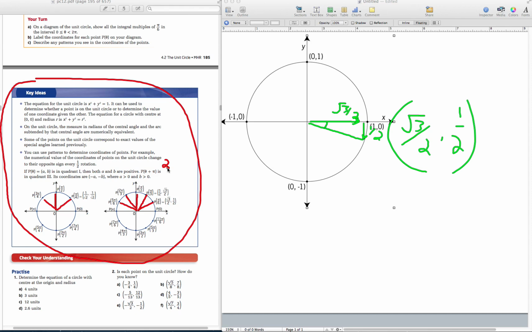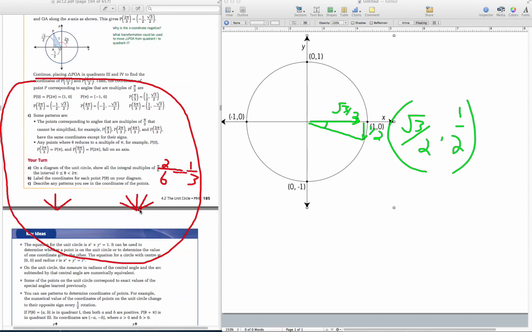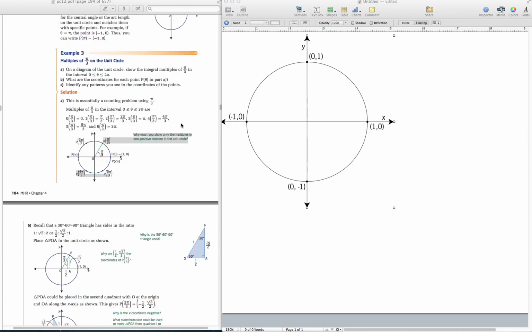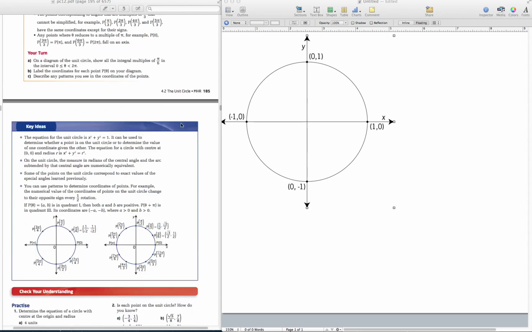Remember that 2 over 6 is the same as 1 over 3, so that's why this angle here is pi over 3. If you go up and look back at the triangle, this would be our pi over 6. This would be our pi over 3. Pi over 6 is half of pi over 3, and so are the angles, so it all makes sense. So that's all that we're doing on that today.